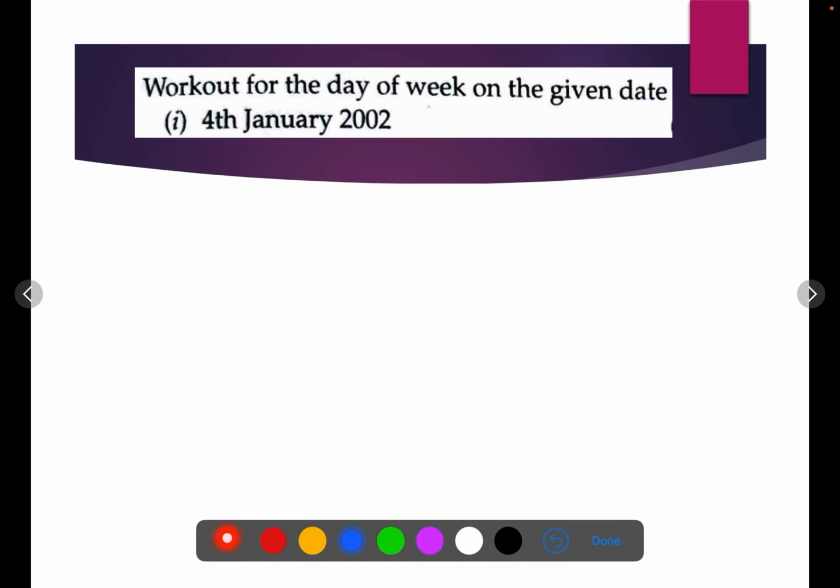Here it is given that work out the day of the week on the given date. The date is 4 January 2002. So we will note the year first. So if I see 2002, I can take 2000 since 2000 is the multiple of 400. 400 years has 0 odd days. So 2000 years is equal to 0 odd days.